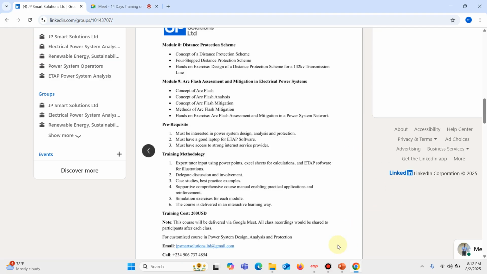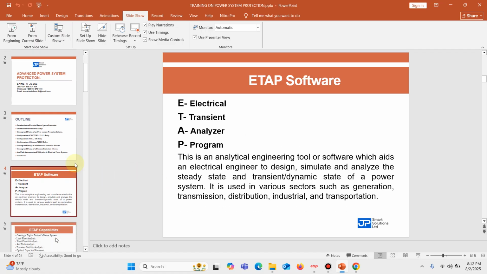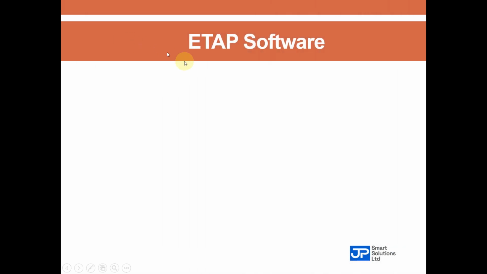So, since we are going to be using ETAP software, we'll start by having an overview of ETAP software. So, let's come over here. All right. Now, what is ETAP software? ETAP is actually an acronym, and this is an acronym for Electrical Transient Analyzer Program.